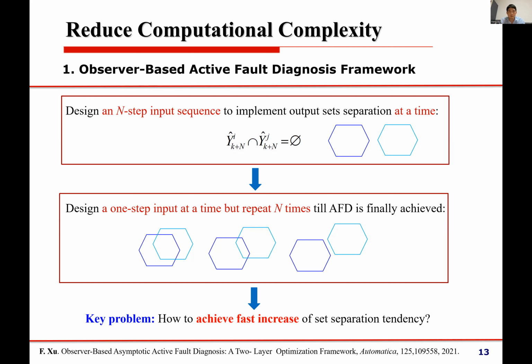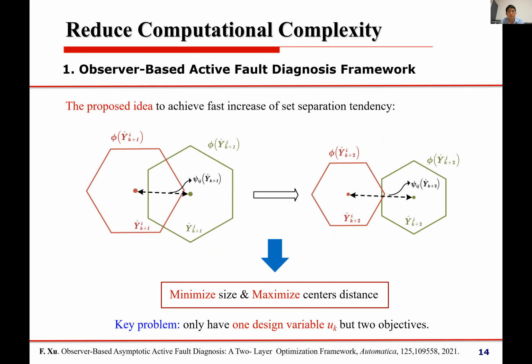We design inputs to increase the separation tendency of the two sets, step by step, to reach our objective. Behind our idea, a key problem is how to achieve a fast increase of the separation tendency. This figure is used to show our idea. We can see the two cells here. If we can minimize the size of the cells and at the same time maximize the synthetic density, in this case we can see that the two cells become more separate from each other.